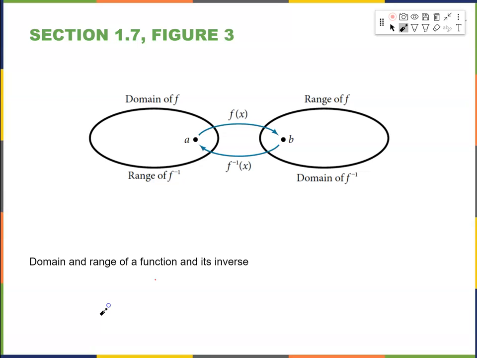Next is finding domain and range of inverse functions. Whenever we have a function f, the input a is the domain, and the output becomes the range. This range, this output, is now the input of f inverse, and a is the range of f inverse. So you will see here the domain and range of a function and its inverse.